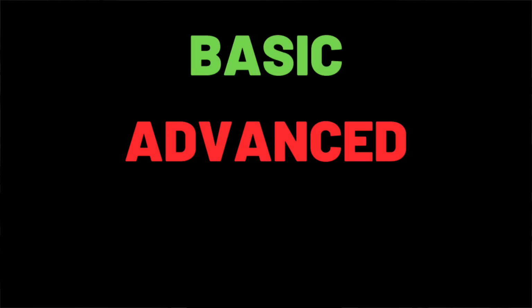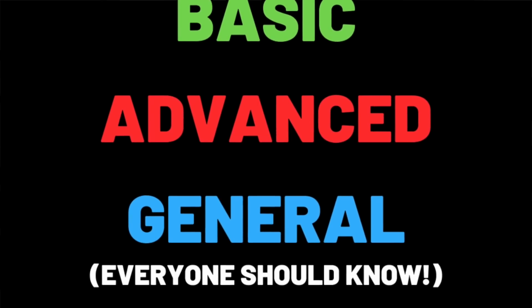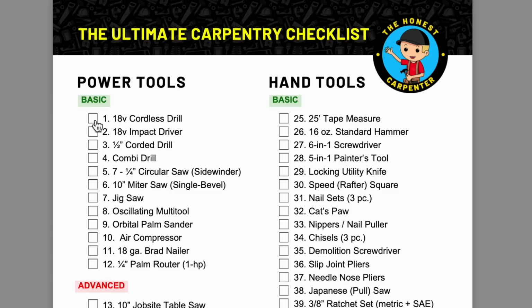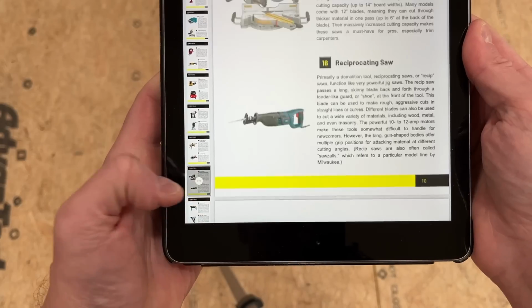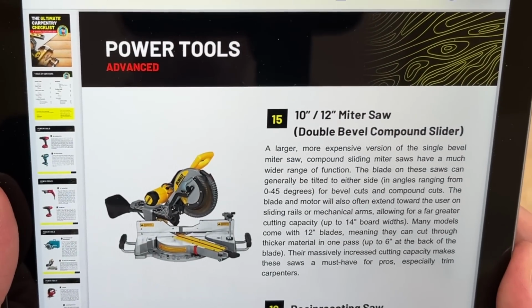Furthermore, both the checklist and the visual glossary are divided into three headings: basic topics, advanced topics, and general topics that I think everybody should know regardless of skill level. For instance, the checklist starts with power tools. If you're a carpentry beginner, you can follow the tools on the list and make sure you have them all accounted for. You can even record which ones you own. And if you're an advanced carpenter, you can see how many of these pro-level tools you have and understand.